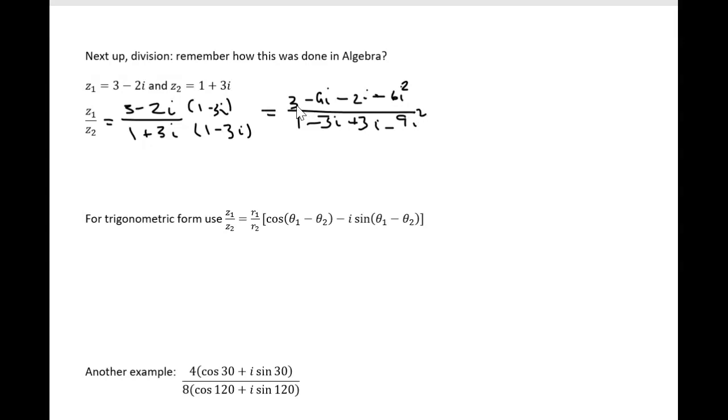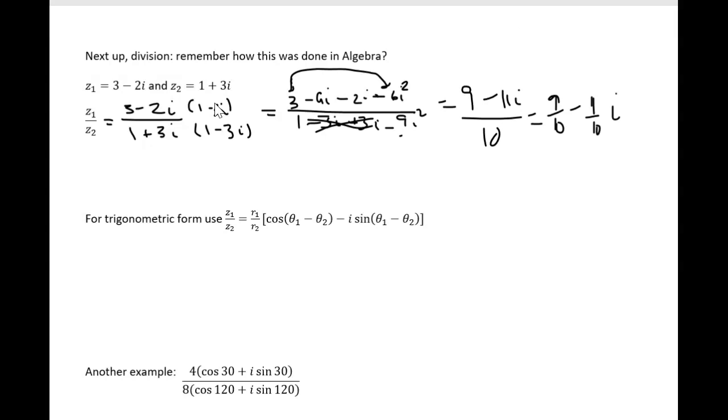So up in the numerator, we have 3 plus 6, which is 9. So I'm combining these terms here. And then we have a minus 11i over, these cancel, so we have 1 plus 9, which is 10. And if we switch this into a plus bi form, we would write 9/10 minus 11/10 i. Let's compare that with the trig equivalent.